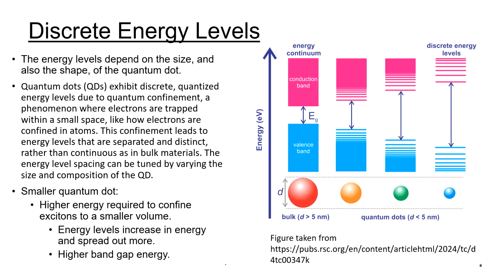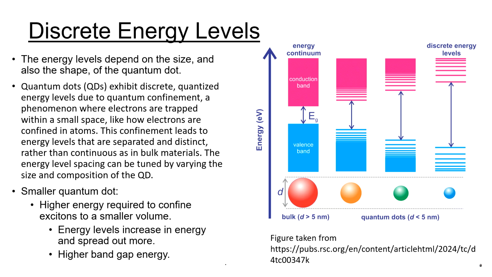Next, discrete energy levels: the energy levels depend on the size and also the shape of the quantum dot. Quantum dots exhibit discrete, quantized energy levels due to quantum confinement, a phenomenon where electrons are trapped within a small space, similar to how electrons are confined in atoms. This confinement leads to energy levels that are separated and distinct rather than continuous as in bulk material. The energy level spacing can be tuned by varying the size and composition of the quantum dot.